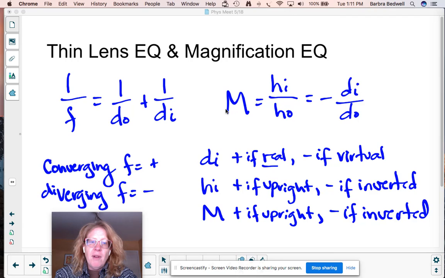So again, be very careful with that. HI, again, positive if it's upright, negative if it's inverted. Most students are doing that one pretty straightforwardly. And again, your values for M are related to if it's upright or inverted, and then the magnitude of M. Again, it'll be greater than 1 if it's blown up, if it's enlarged, and it'll be less than 1 if it's reduced. So there you go.